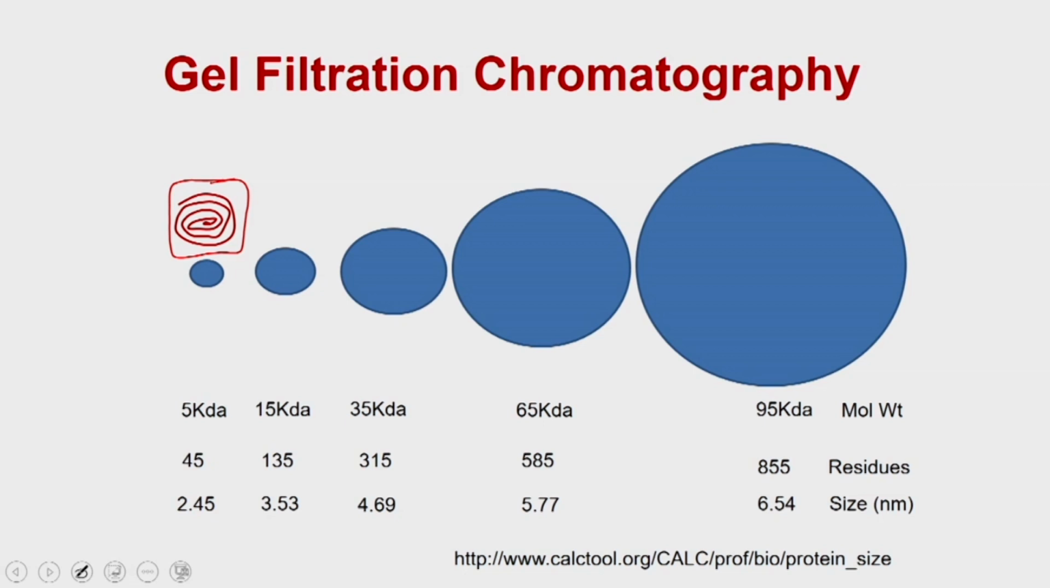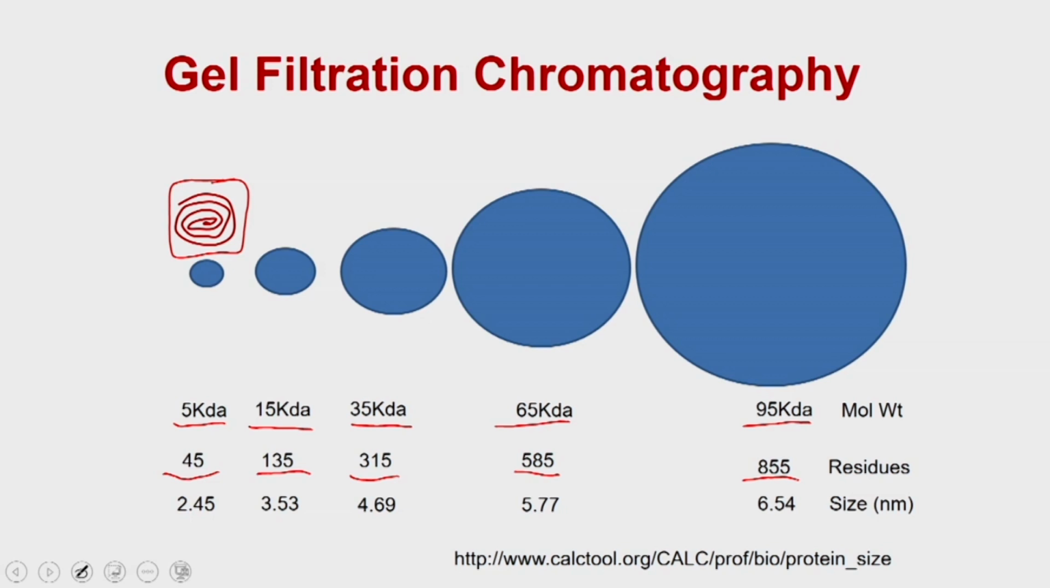So, it starts from the 5 kilodalton, 15 kilodalton, 35 kilodalton, 65 kilodalton and 95 kilodalton. What I have done is I have shown you the number of amino acid residues which are associated with most of these proteins. So, what you see is for the 5 kDa protein you have the number of residues which are 45, for 15 kDa it is 135 and 35 it is 315 and so on, and these are rough estimates. And now based on this number of residues I have also calculated the size or radius of gyration of these proteins.